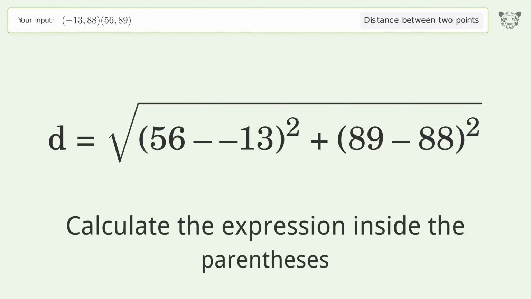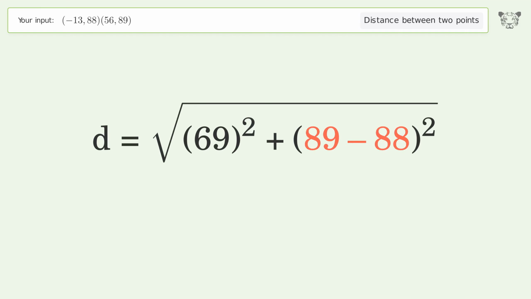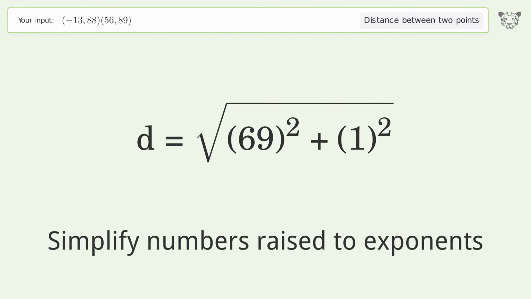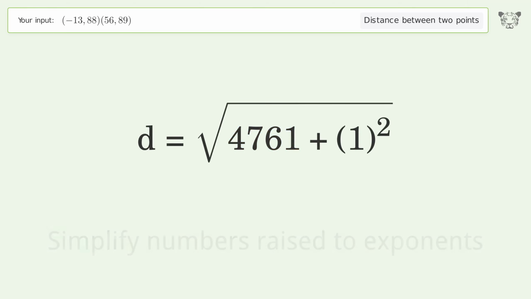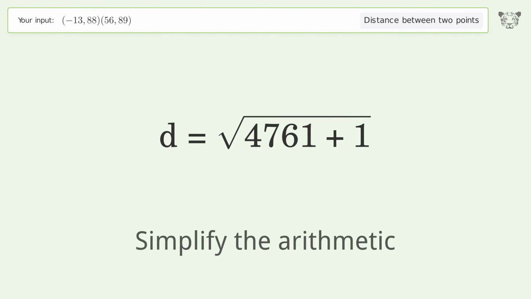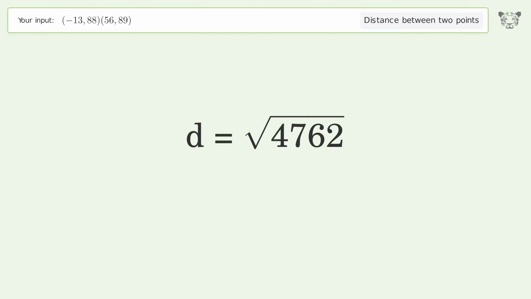Calculate the expression inside the parentheses. Simplify numbers raised to exponents. Simplify the arithmetic. And so the distance between the 2 points is the square root of 4,762, or 69.007.